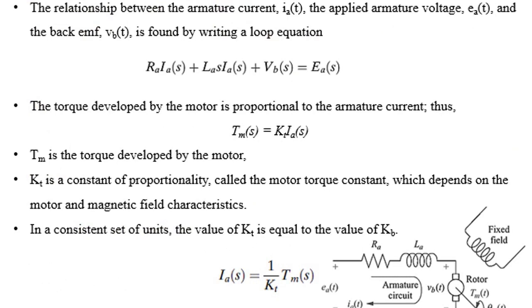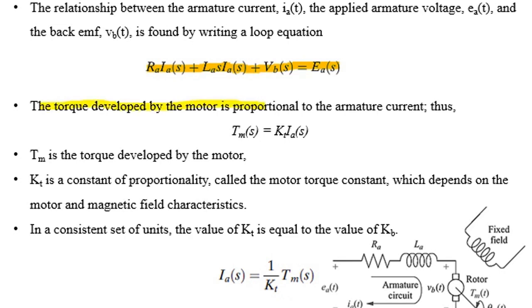Dear students, now to find the relation between armature current, applied voltage and back EMF, we will replace passive electrical components with their impedances in the Laplace domain, and then we will apply KVL, resulting in the equation: armature resistance Ra multiplied by the current through it, plus the impedance caused by armature inductance, plus the back EMF voltage, will be equal to the applied source voltage Ea(s).